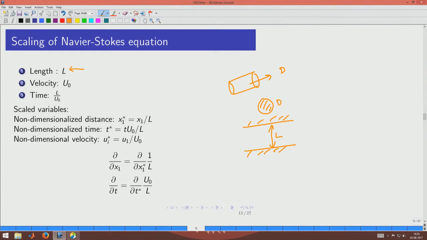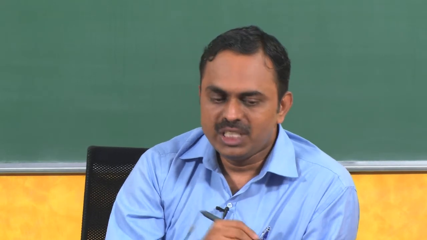So, we can always identify a length scale that is characteristic of the problem and then choose that as L. Now, the velocity, we need to choose a velocity also to scale, and u naught is a reference velocity. It could be, for example, the maximum velocity that is encountered, the inlet velocity, the exit velocity, the average velocity, and so on. Whichever velocity we are able to measure in an experiment and characterize the problem with, that velocity we could choose as the scaling factor u naught.